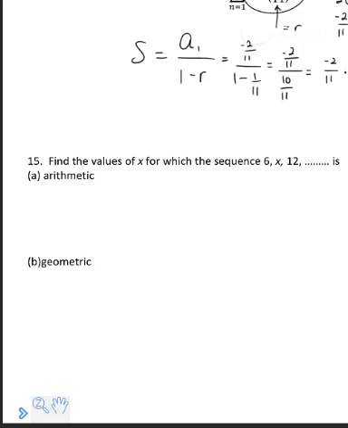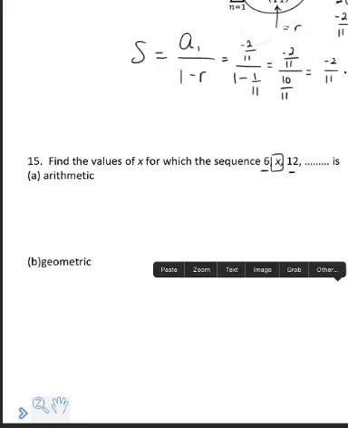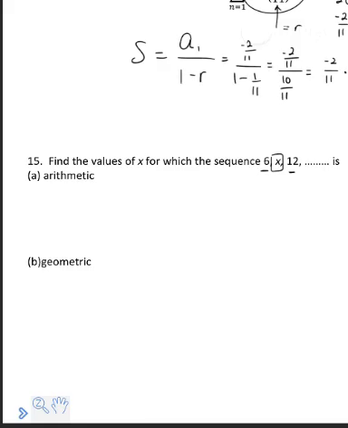Yeah, so we have a first term and a third term, but the second term is missing. We're supposed to find a value for x for which the sequence could be arithmetic or it could be geometric. So let's start with part A, the arithmetic. Arithmetic means we're adding the same number every time. So 6 plus a number brings us to x, and then x plus that same number would bring us to 12. Now most students are pretty easily able to figure out that x has to equal 9.